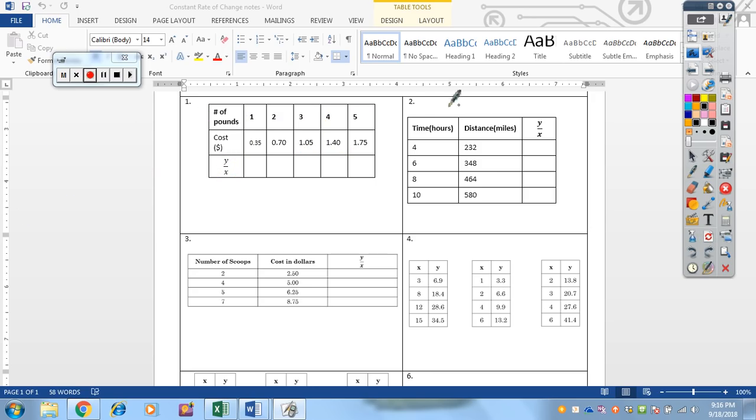Number 2, label your x and your y. X comes first. And now you're going to do it. Pick an easy x and y. This time, y is 232 and x is 4. So I'm going to give you the answer, so hit pause if you're not done, because I'm going to ruin it for you.